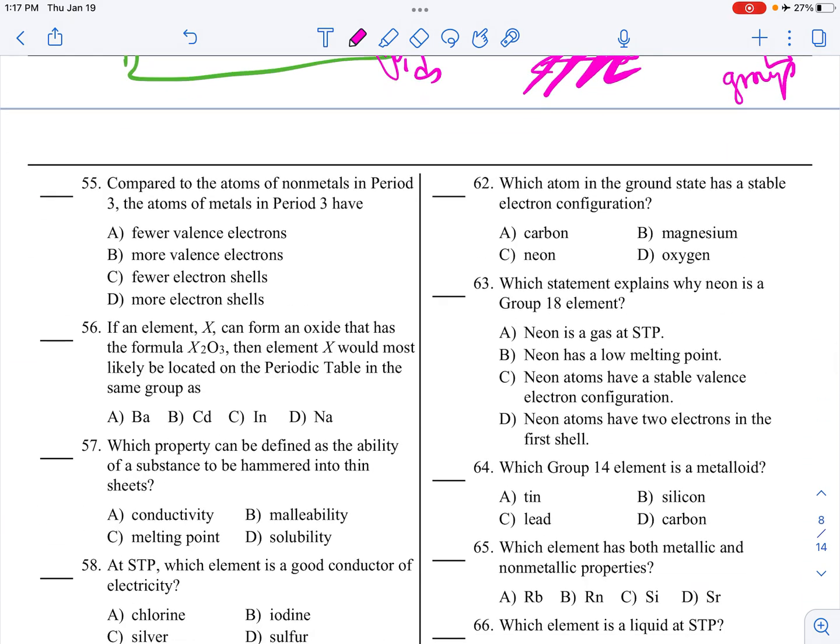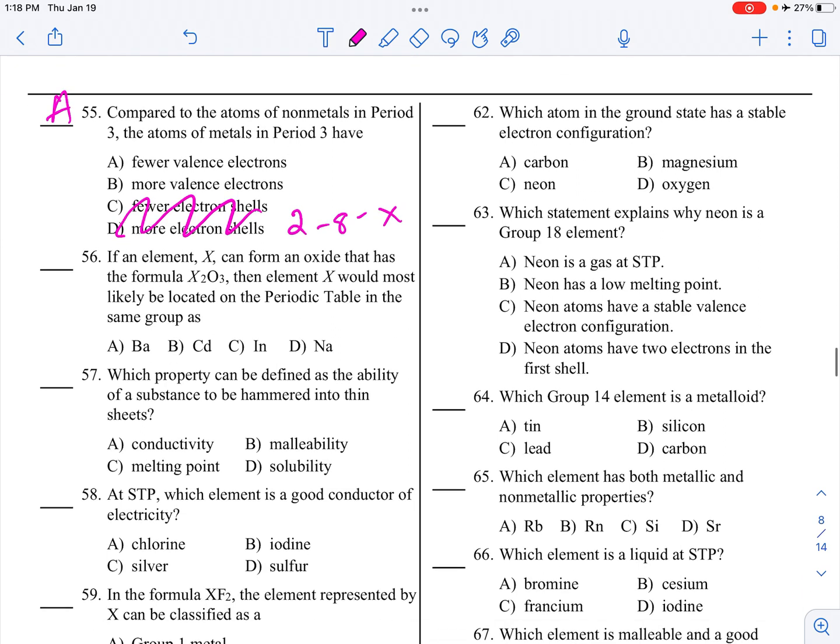Compared to the atoms of nonmetals in period 3, the atoms of metals in period 3, nonmetals versus metals. So we're all in the same period, which means they all have the same number of shells. If you look, it's always 2-8-something. So metals have fewer valence electrons. We're talking 1s and 2s versus 4s, 5s, 6s, 7s, and 8s for the nonmetals. Okay.